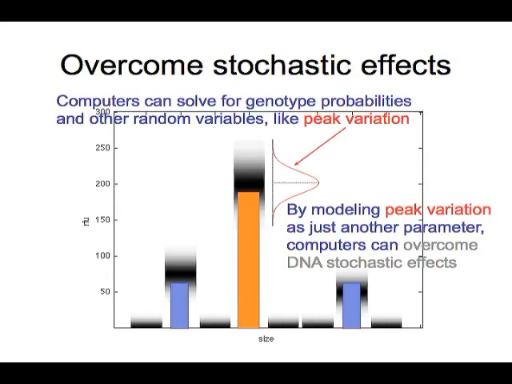The key point of this talk is that we can overcome stochastic effects in this way. Why? Because computers can solve for genotype probabilities and other random variables, such as the peak variation. Is it a narrow variation? Is it a wide variation? Computers can solve for that. By modeling peak variation as just one other parameter, like mixture weight or genotype, computers can overcome DNA stochastic effects.